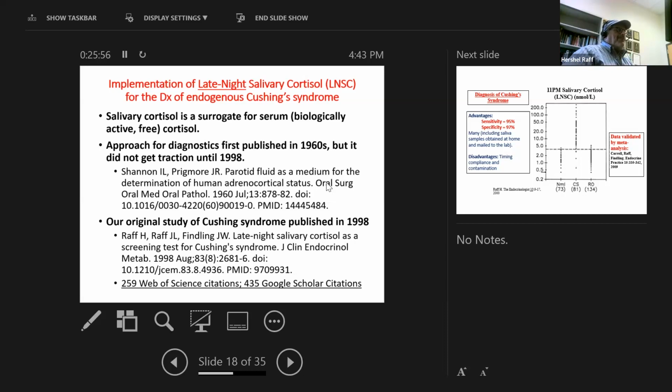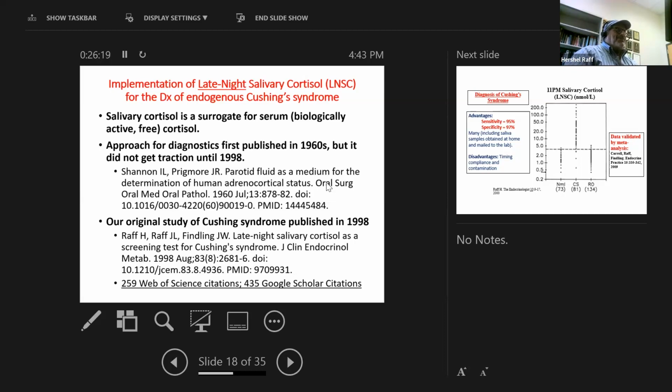So saliva, in fact, you can measure all steroids in saliva, and they're quite good. Testosterone, estrogen, particularly 17-hydroxyprogesterone in babies with suspected congenital adrenal hyperplasia. But the only one that really has caught on so far, you can measure aldosterone. What's caught on is salivary cortisol, because it's blindingly easy to measure and it's a very high concentration.